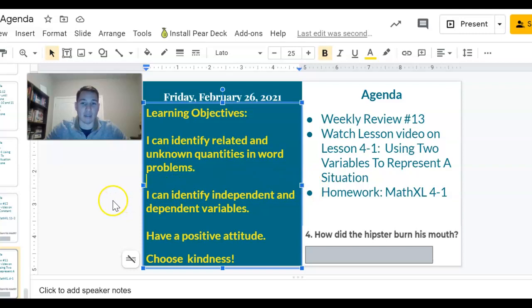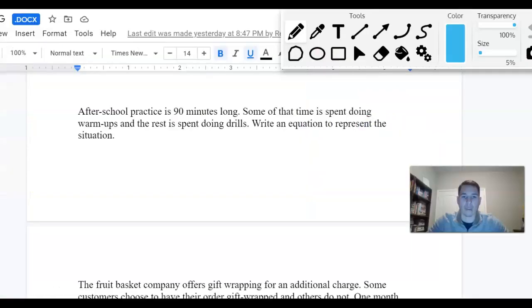Go ahead and get out those 4-1 lesson notes if you don't already have them out, and a pencil. Okay, we are on our 4-1 guided notes here.